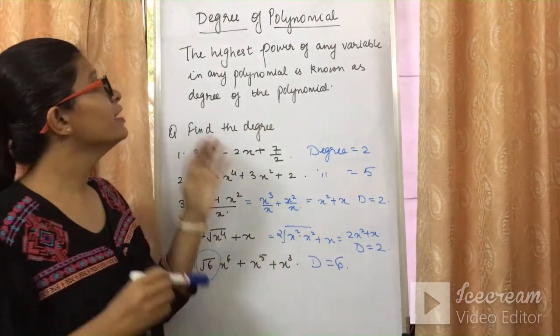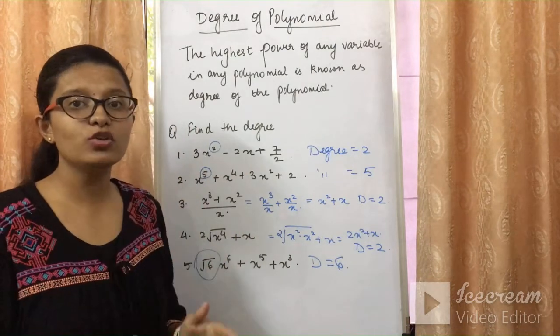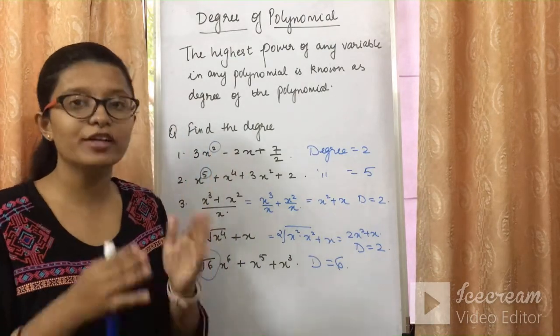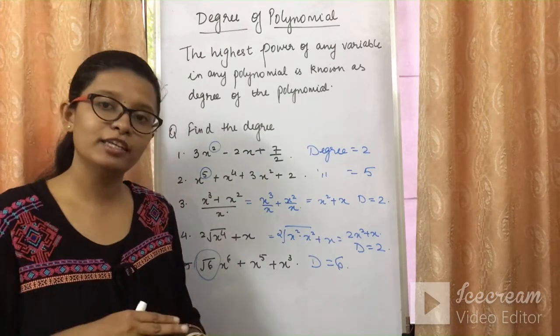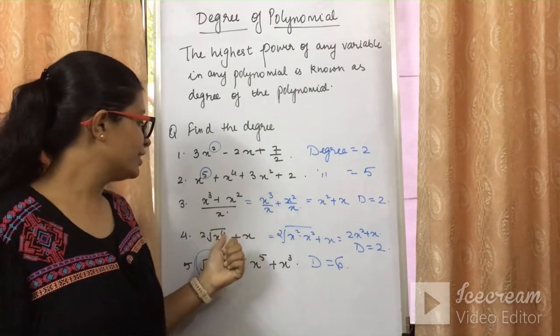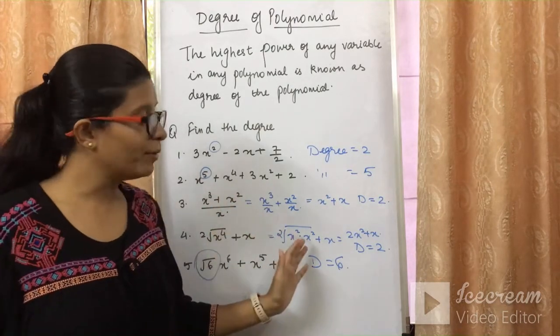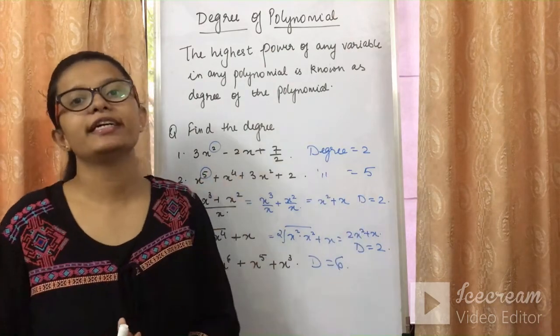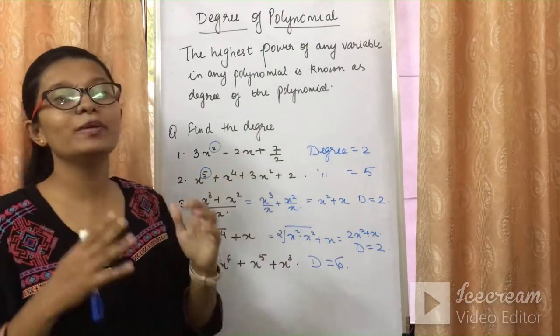So I hope the degree of the polynomial must be clear. Whenever any equation is given to you, you just need to reduce it if it is in reducible form. If the variables are given in the denominator, please take them to the numerator and resolve it. And if it is given in square root, cube root or anything like that, you need to solve them out first. Then you need to decide what is the degree, what is the highest power of the given polynomial. So I hope it must be clear now.